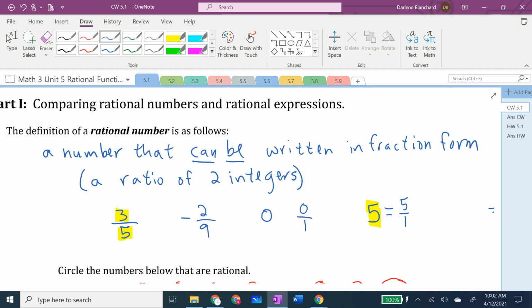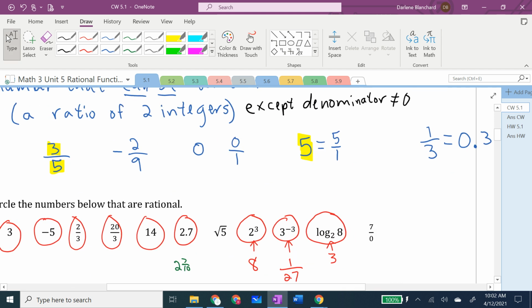So one thing I didn't say was a ratio of 2 integers as long as it isn't having a divide by 0. So I didn't actually finish that definition in order for you to be sure about this. It is not going to be circled. We don't divide by 0.